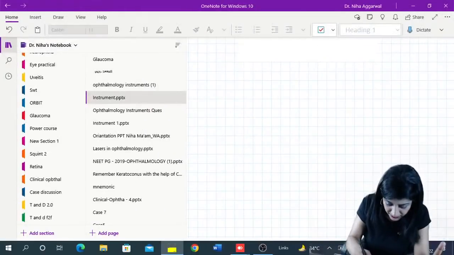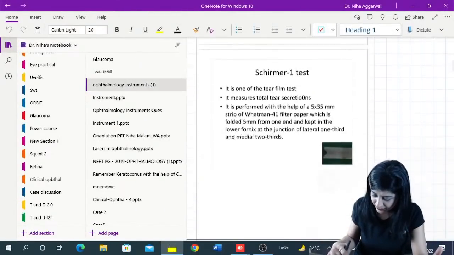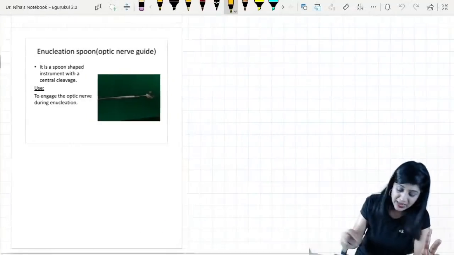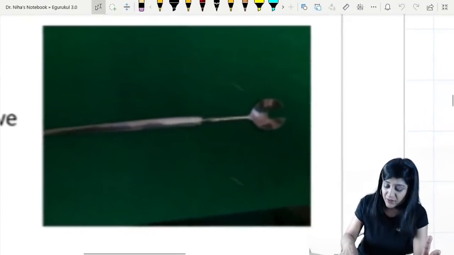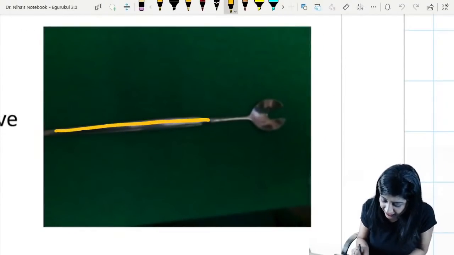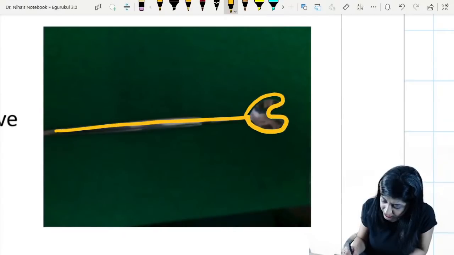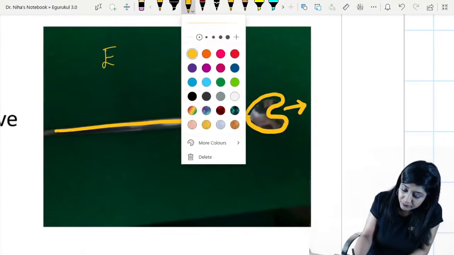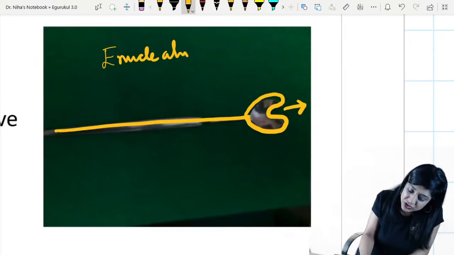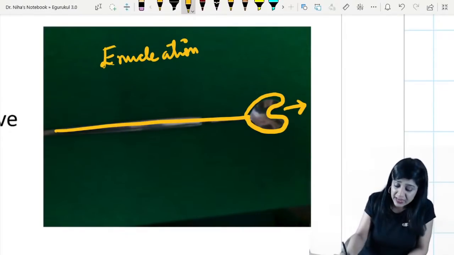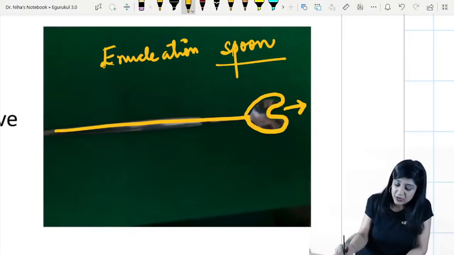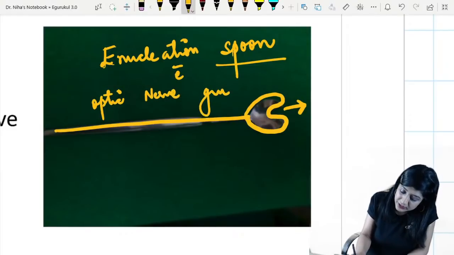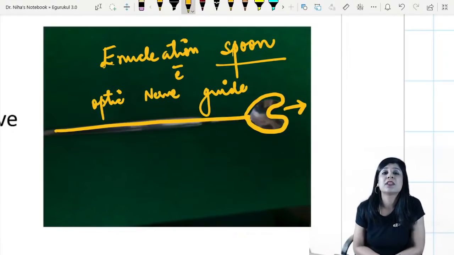Acha, two more things I wanted to show you, which are really really important. We were talking about the destructive procedures, so we will be talking about enucleation spoon and the evisceration one also. See this. This is your handle and this is a spoon with this kind of gap. So what is this? This is the enucleation spoon. So whatever the instrument looks like, you can call it as that only. This is a spoon with the optic nerve guide. This is the enucleation spoon with the optic nerve guide.